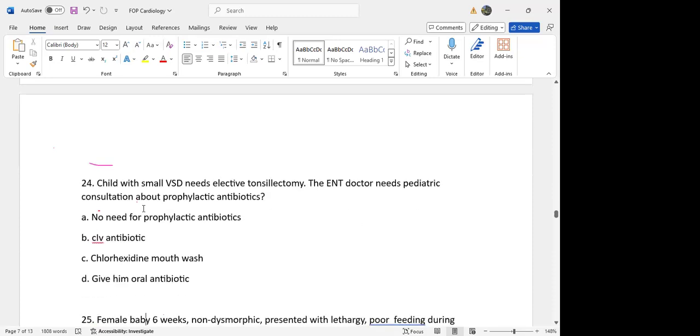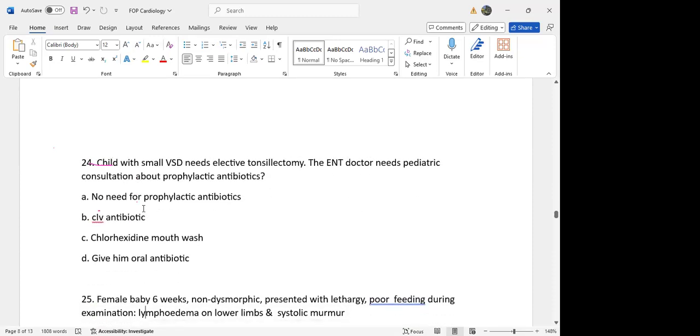Next, a child with small VSD needs elective tonsillectomy. The ENT doctor needs pediatric consultation about prophylactic antibiotics. Again, I told you this is acyanotic heart disease, and this is a small VSD. So what advice will you give related to the prophylaxis? No need for prophylactic antibiotics.